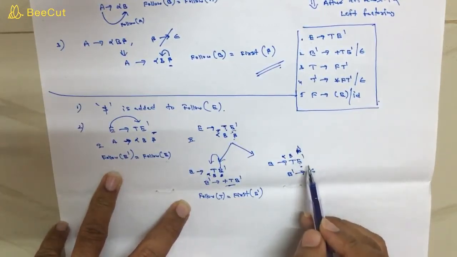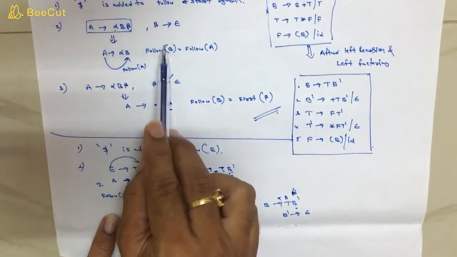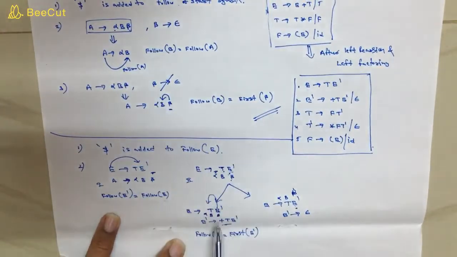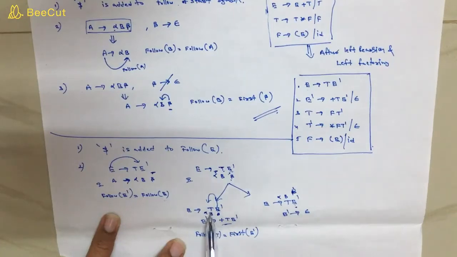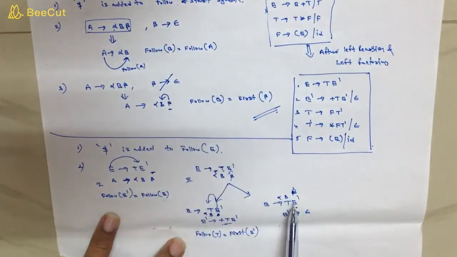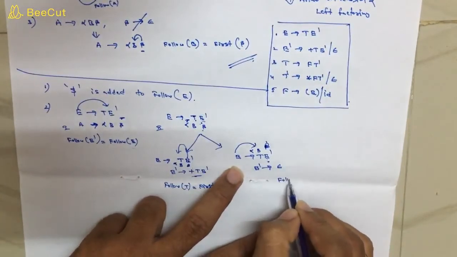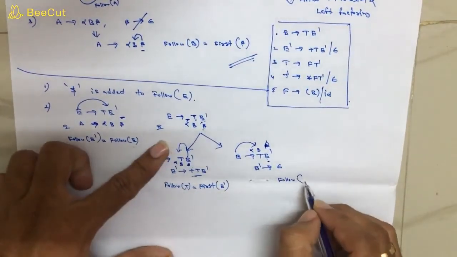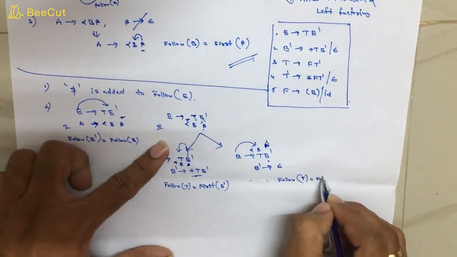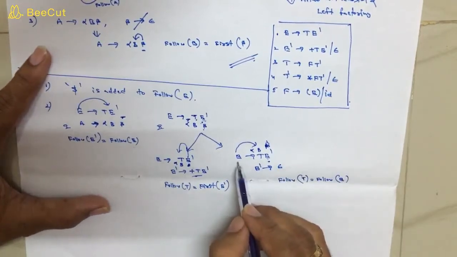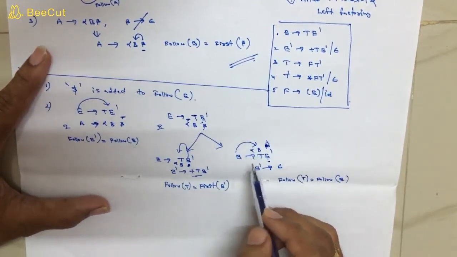For the beta replaceable production, one case is epsilon and the other is not epsilon. If it is not an epsilon, then find out the first of beta. We have already done that, finding the first of E dash and adding the non-epsilon symbols to the follow of T. Suppose beta is an epsilon, then what we have to do is add follow of E to the follow of T. So follow of T is equal to follow of E. Whatever symbols are in follow of E are added to the follow of T. So this is the first production.